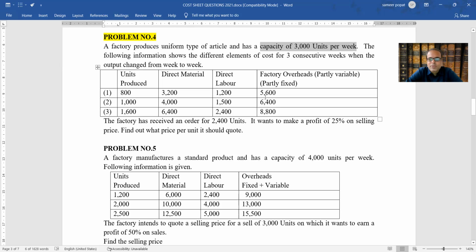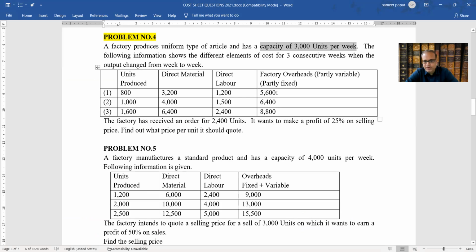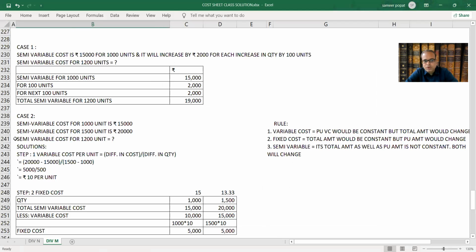Now just think and tell me in this sum whether case 1 is applicable or case 2 is applicable. This is your semi-variable cost, factory overhead is semi-variable, and this is your quantity. So is this case 1 or case 2?